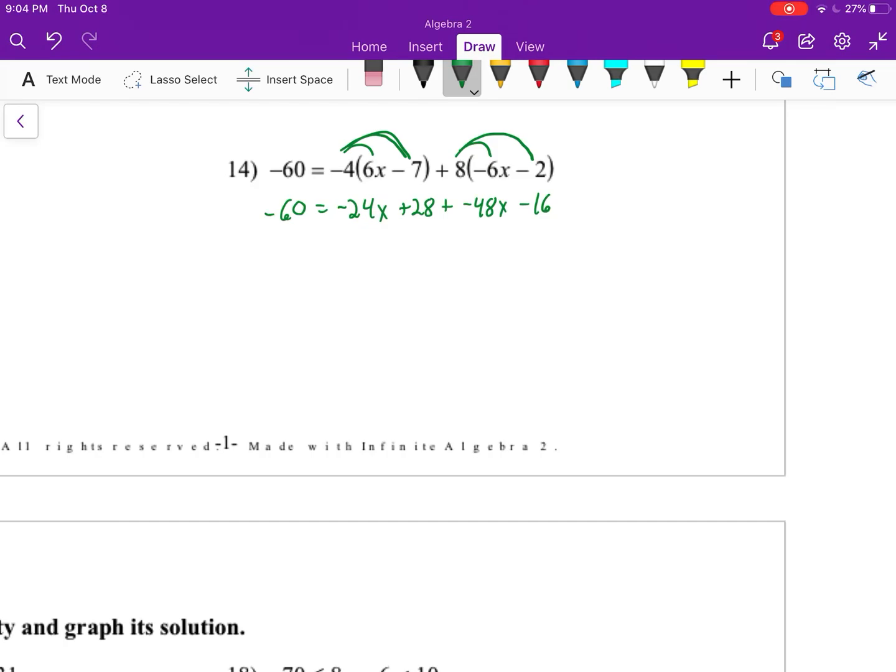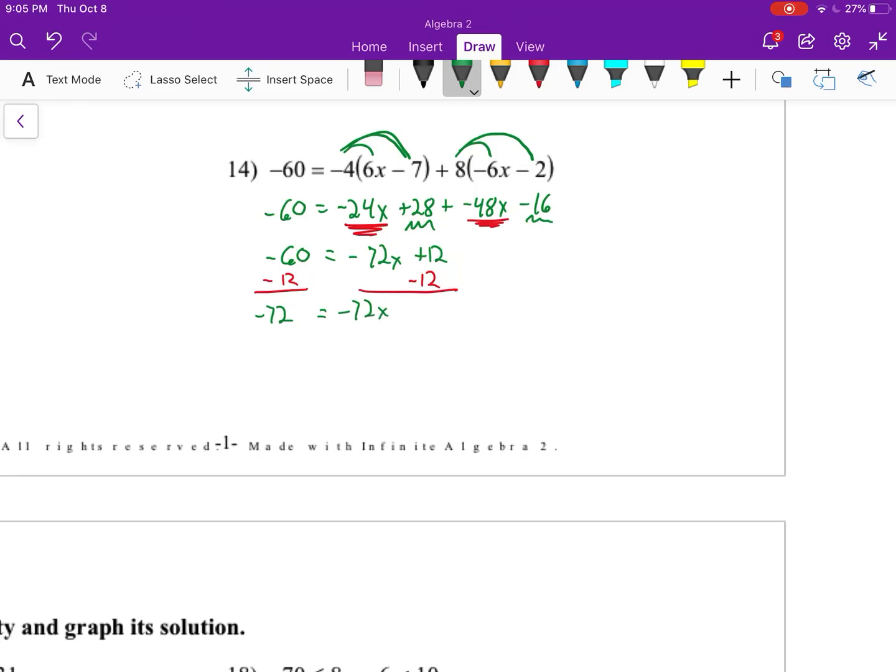And now again, let's simplify this right side. So we're going to add like terms. So we have negative 24 with negative 48. We'll rewrite the negative 60 equals, that's going to be negative 72x. We also can add our constants together. 28 minus 16 is 12. And then we'll go ahead and subtract 12 from both sides to help solve for x, which gives us negative 72 equals negative 72x.